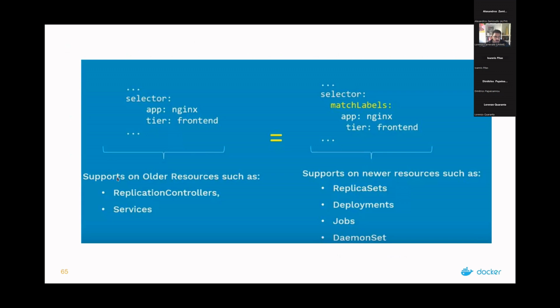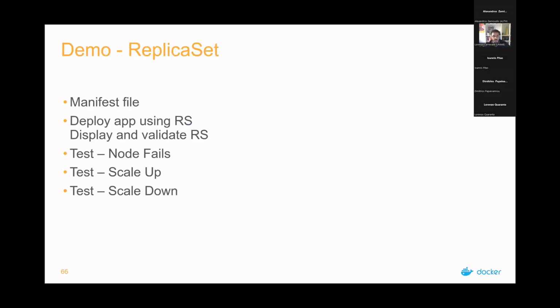This approach is supported on all the resources, such as replication controller and service. Whereas this other approach, the one on the right, is supported for replica sets, deployment, job, and daemon set. This is just a matter of different versions of Kubernetes, different features that were implemented in Kubernetes over time.